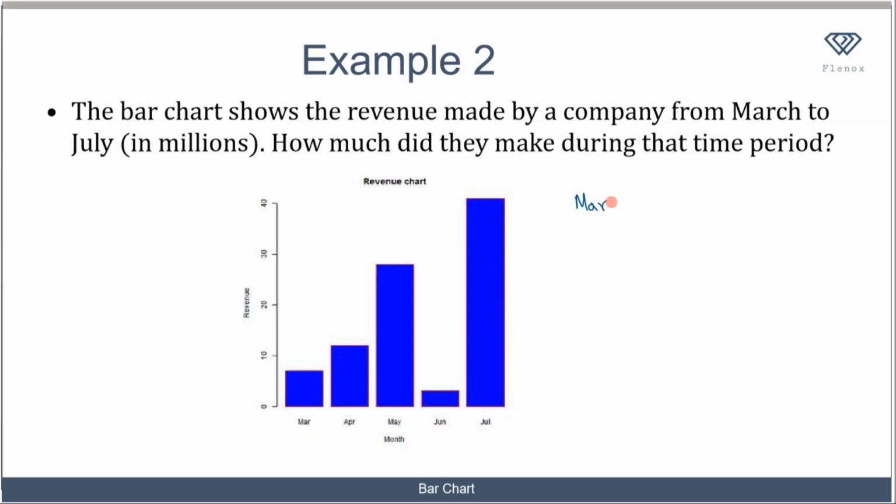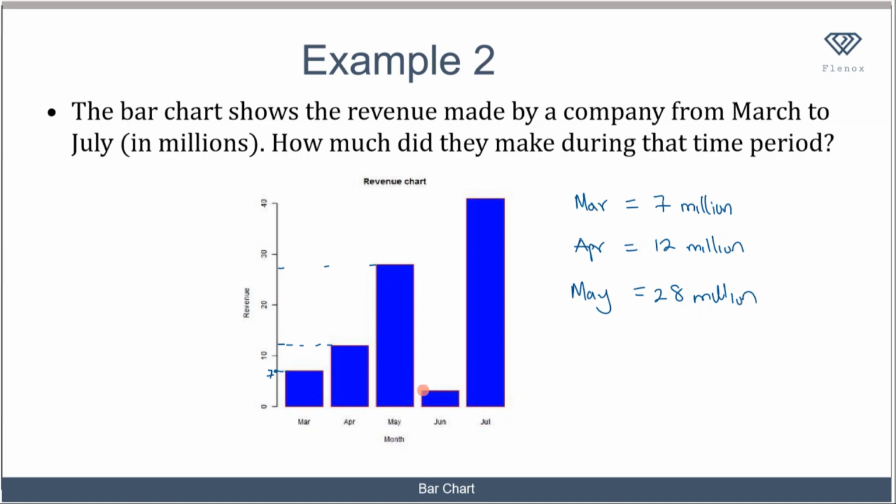So for the month of March, how much did the company make? If we trace this to the vertical axis over here, this value represents somewhere around 7. So they made 7 million because we are told that the values are in millions. What about for April? If you look carefully, you can see that this is April over here. If we trace it to this vertical axis, you can see that this represents what? 12 million. If we move on to May and we trace it to the vertical axis, you can see that this cuts at what? 28 million.